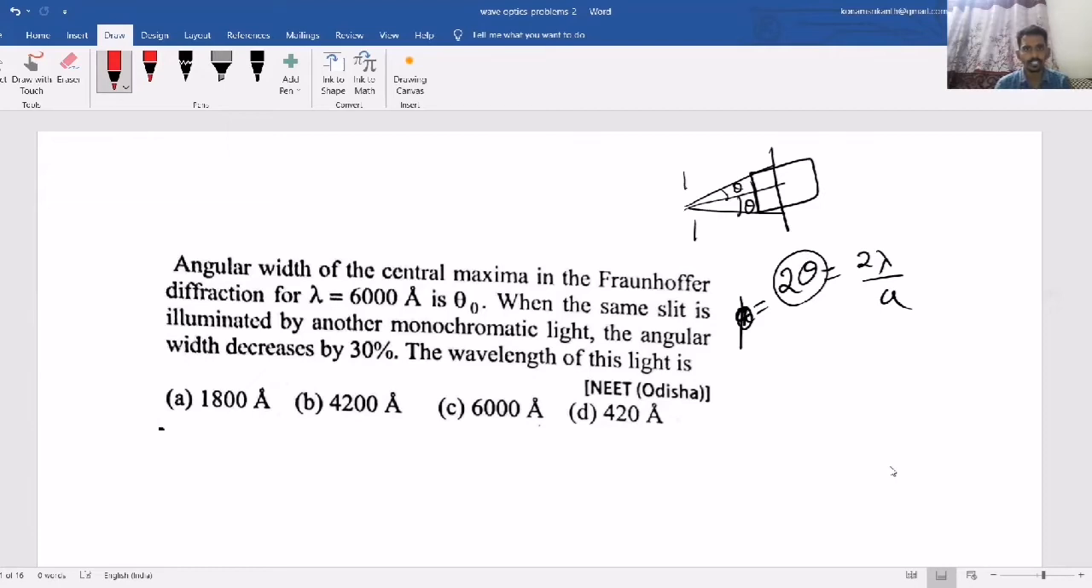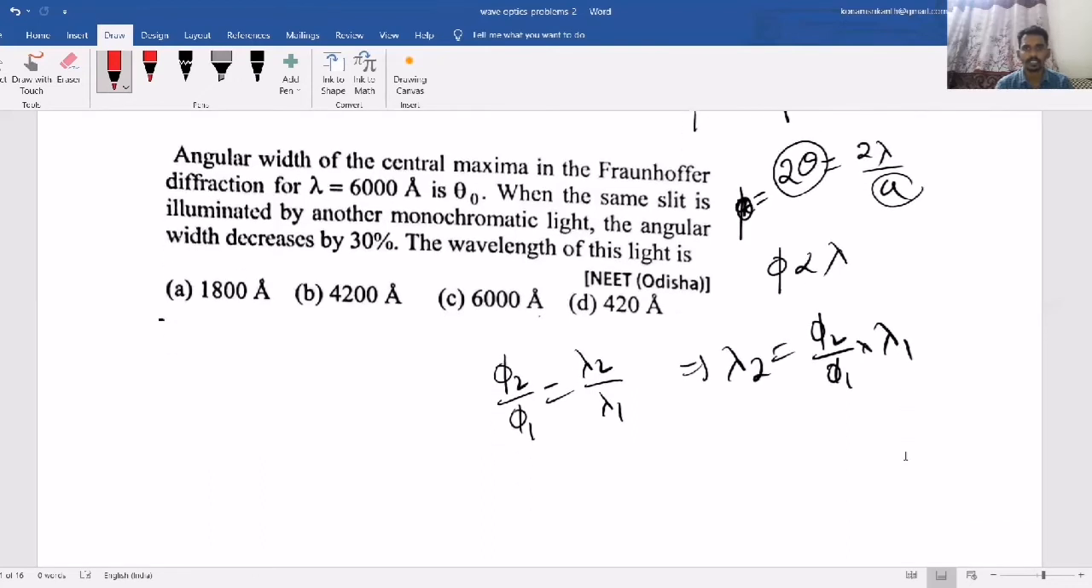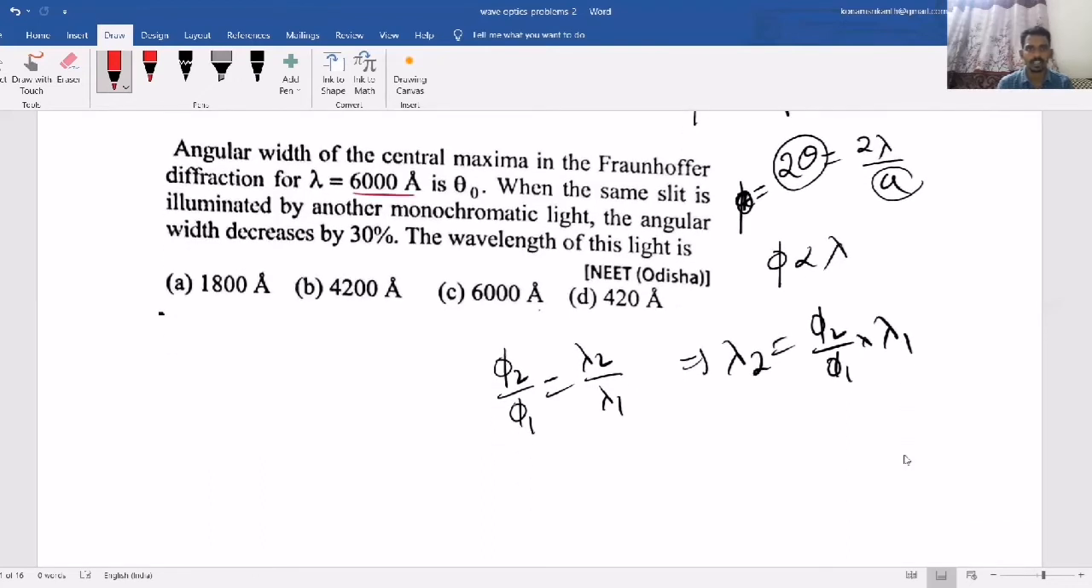Now here we are not changing the width of the slit, so phi is proportional to lambda. So phi 2 by phi 1 is lambda 2 by lambda 1. They are asking lambda 2, that is phi 2 by phi 1 into lambda 1. Lambda 1 is given, that is 6000 angstrom. We have to find lambda 2, where the relation between phi 2 and phi 1 is needed.